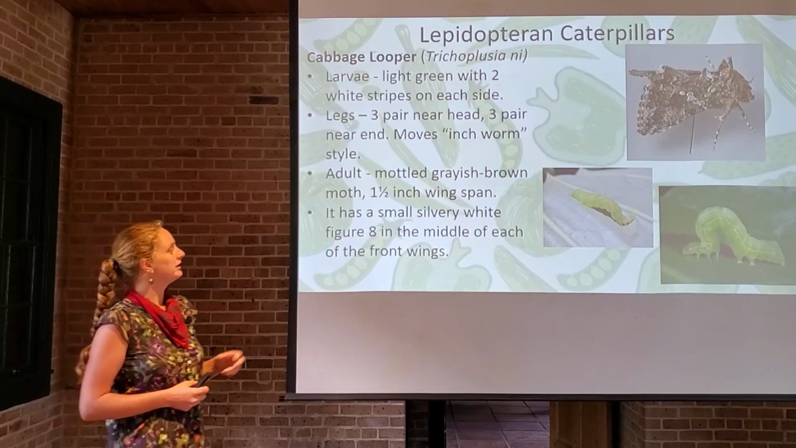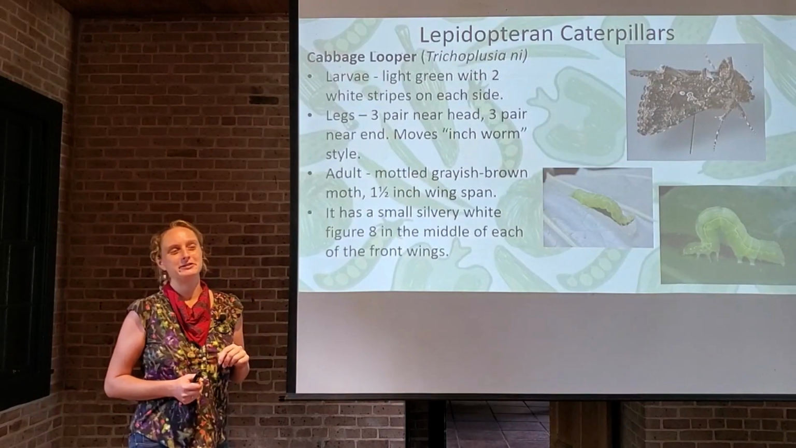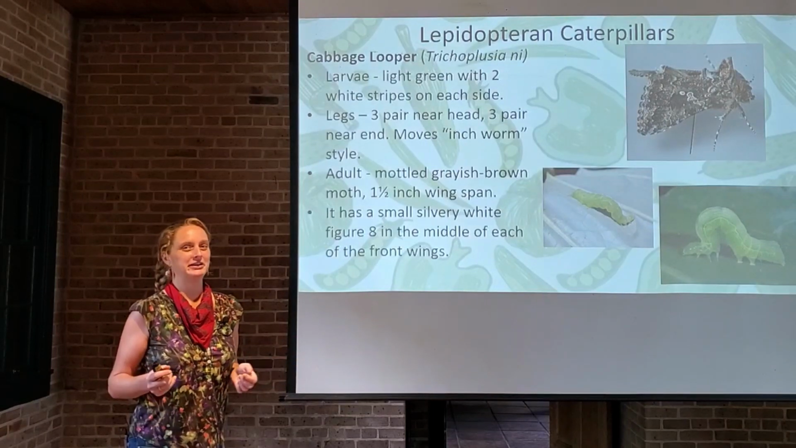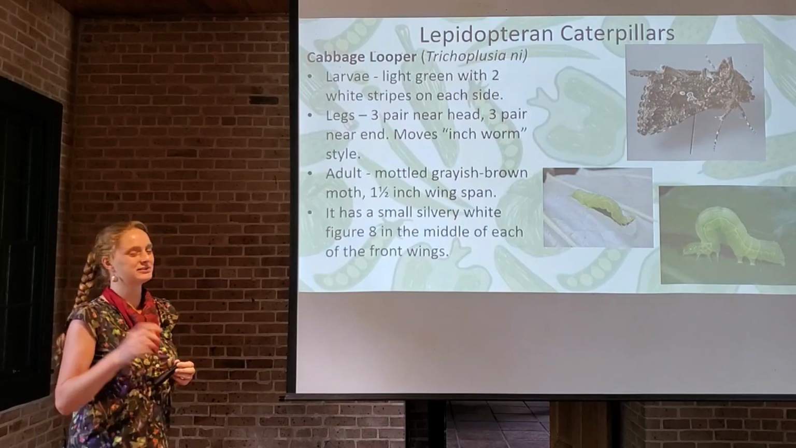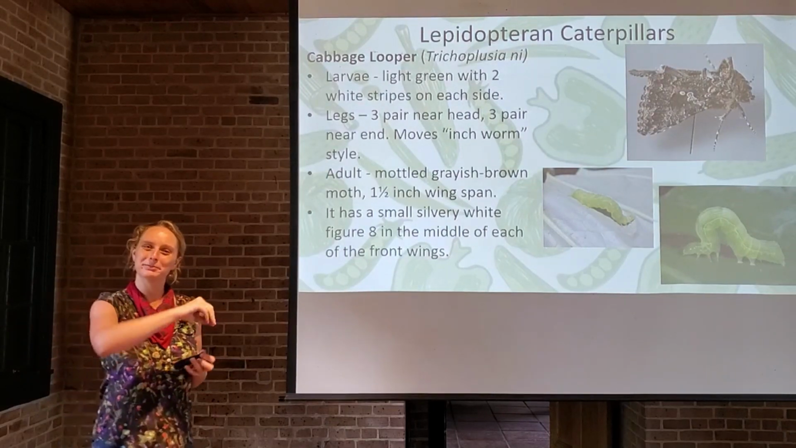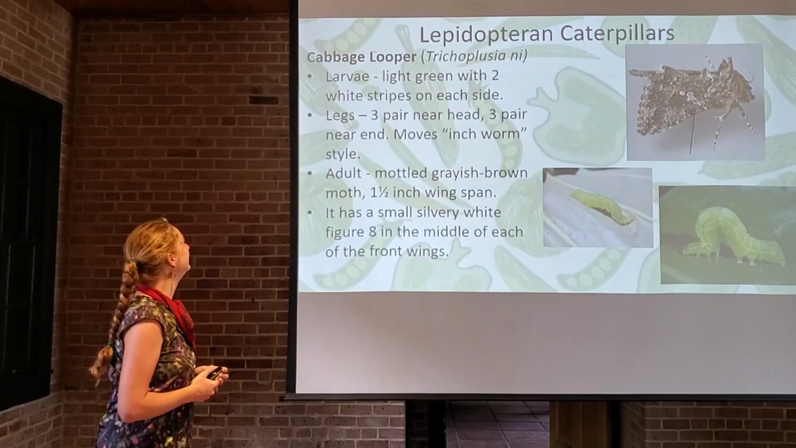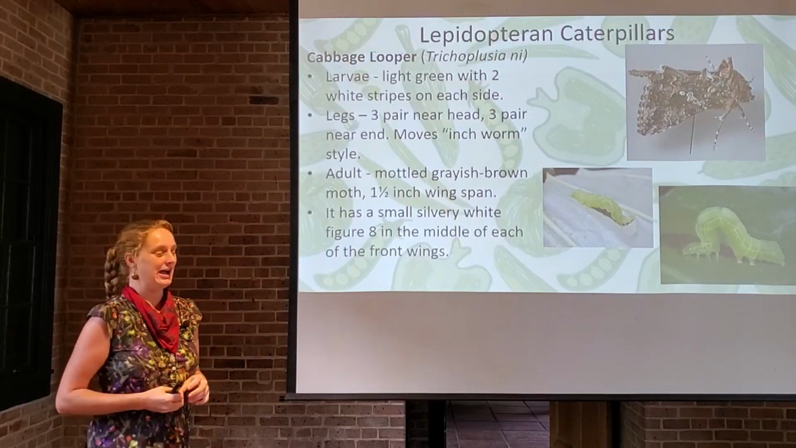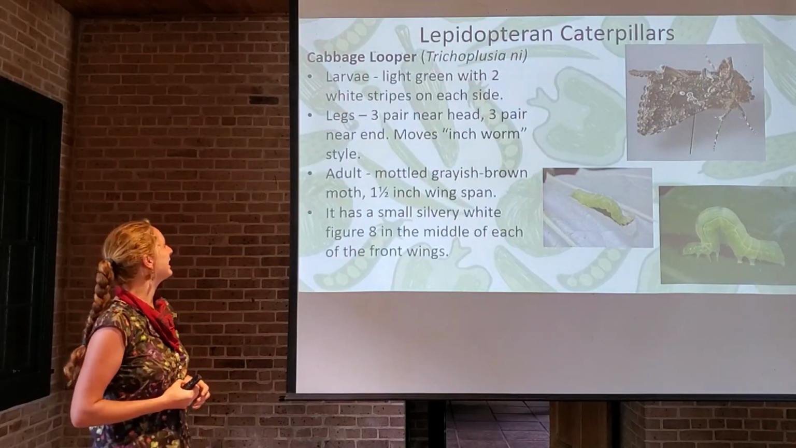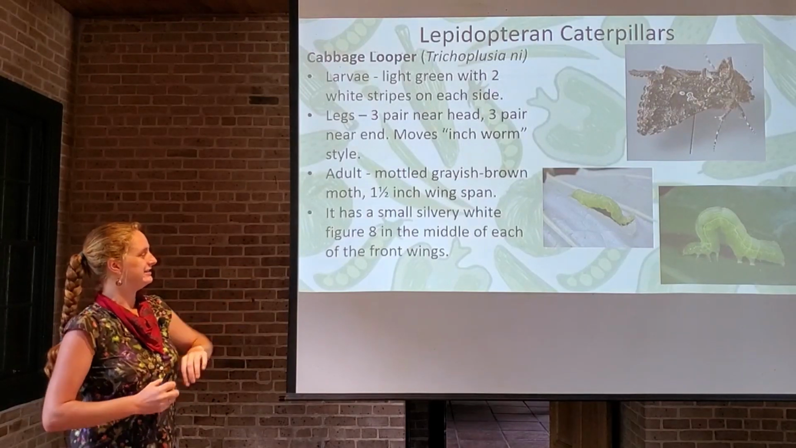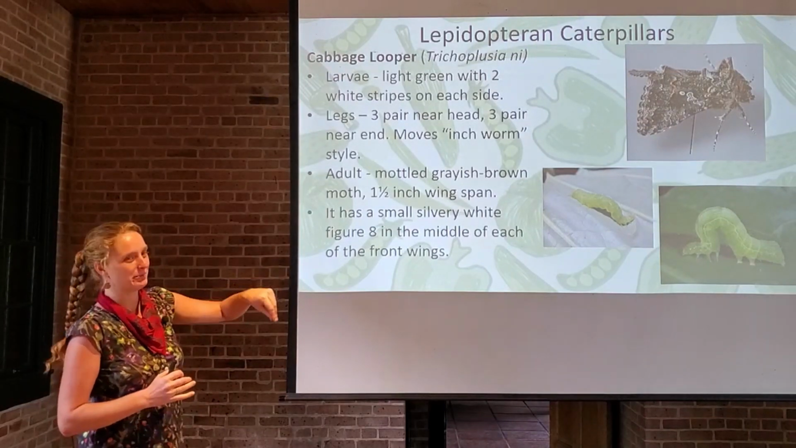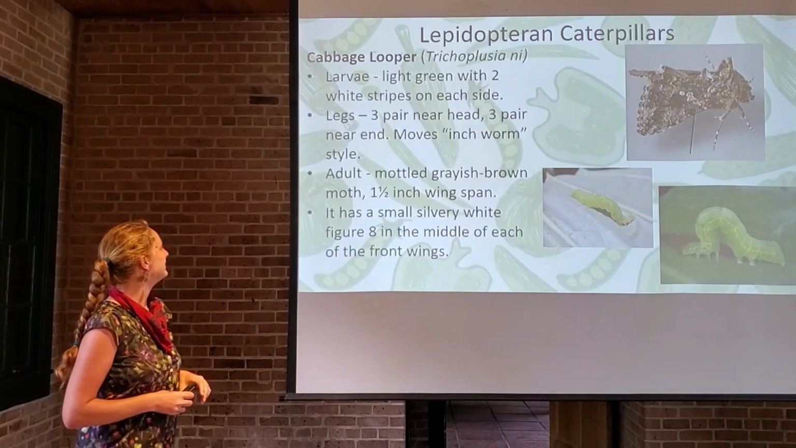Here's the cabbage looper. And this one's really fun. If you remember the Eric Carle book, The Very Hungry Caterpillar, this guy always reminds me of that book. It's a small green kind of inchworm caterpillar, very classic looking, and they do like to eat a lot, so they are very hungry caterpillars. They have 2 white stripes on either side, and you see how they do kind of arch up and inch along as they move through the garden.